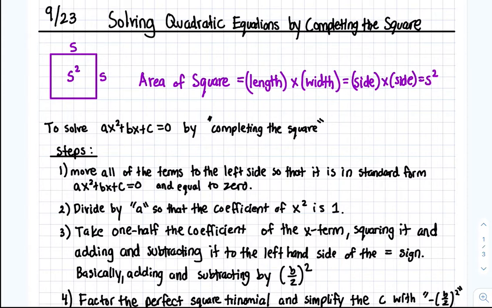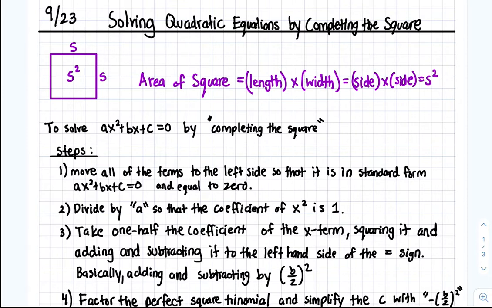Okay, so let's talk about a square first. A square has all the sides the same, right? And you know the area of a square is length times width, or really side times side, because the length and the width are the same for a square. So it's side times side, and that's how you get s to the second. S to the second is the area of a square. So we are going to be using this knowledge of a square in order to solve our quadratic equations.